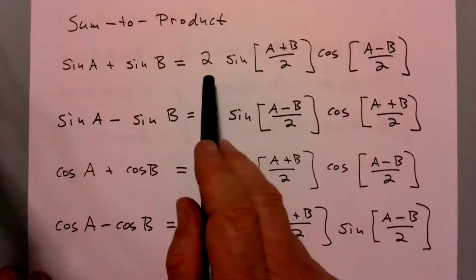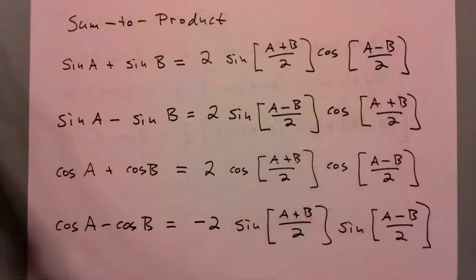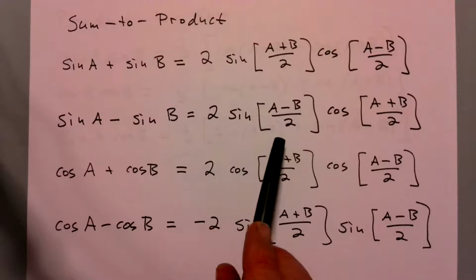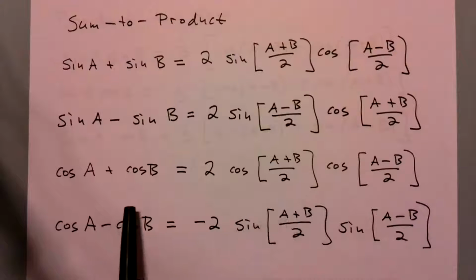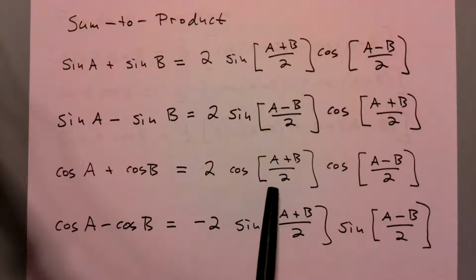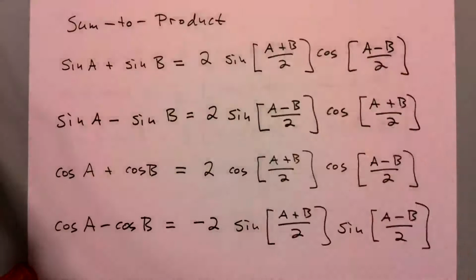Sine of A plus sine of B is 2 times the sine of A plus B over 2 times the cosine of A minus B over 2. Similarly, sine of A minus sine B is 2 times sine A minus B over 2, cosine A plus B over 2. Cosine of A plus cosine of B is 2 cosine A plus B over 2, cosine A minus B over 2. And cosine A minus cosine B is -2 sine of A plus B over 2 sine of A minus B over 2. So in this situation, we are starting with a sum and we are getting a product.